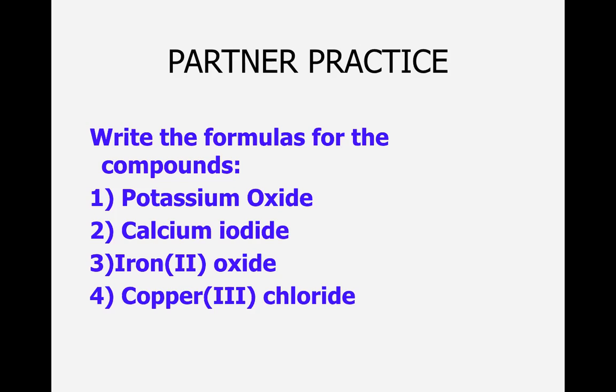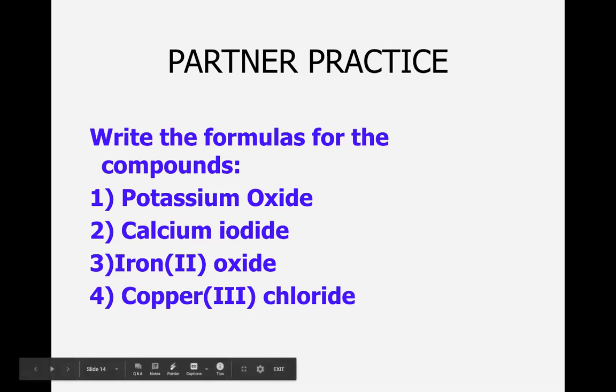So pause the video. Before pausing the video, quickly I'll go over the steps. Write the symbols for the metal ion and the non-metal ion. Then write the charges. Then swap or cross over or crisscross only the numbers. Please don't write positive and negative sign. Okay, so take time.